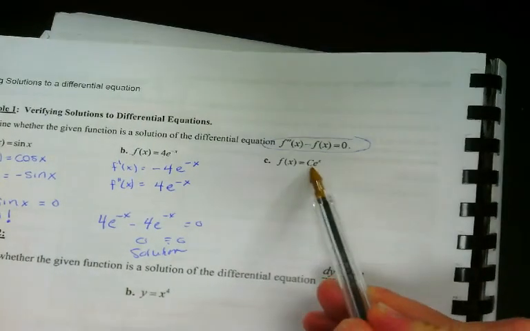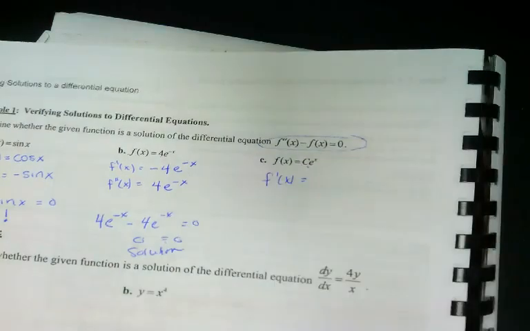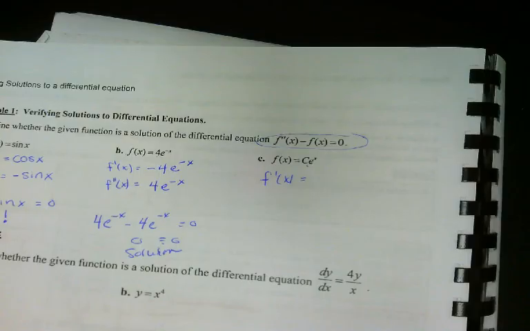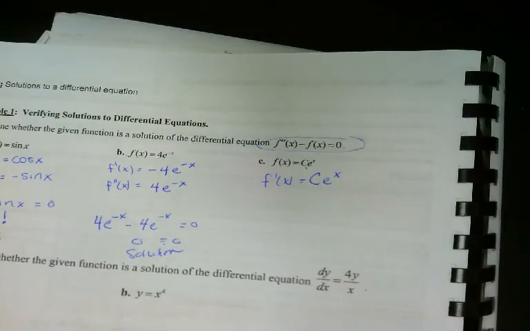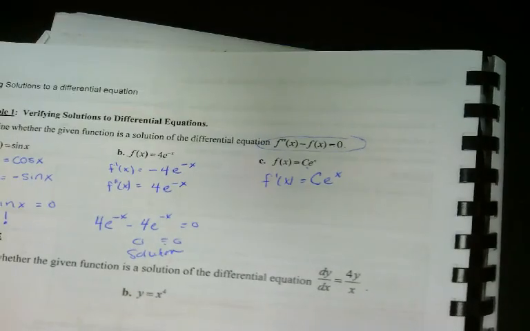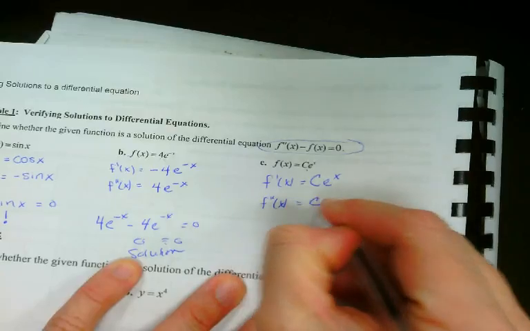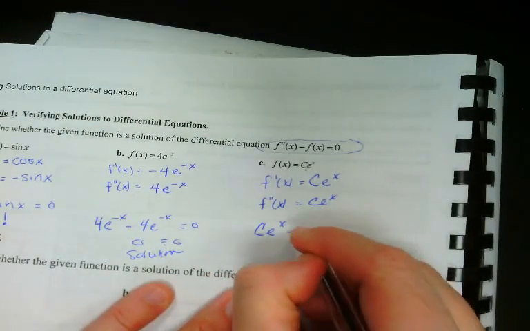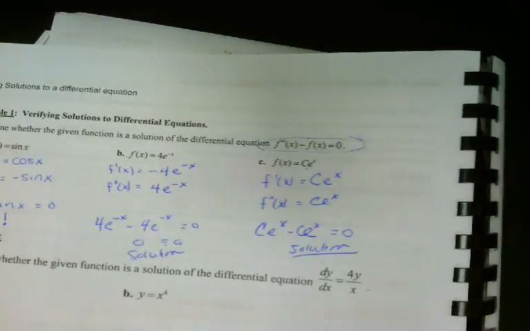They're going to use a lot of c's on you, and that's okay, because remember, c is just a constant, so same idea. If I take the derivative of ce to the x, and c is a constant, and pretend it was 2e to the x, the derivative of 2e to the x is still 2e to the x. So the first derivative is ce to the x. And if I take the derivative of ce to the x again, I still get ce to the x. So of course, f double prime, ce to the x, minus ce to the x is 0, and this one too is a solution.